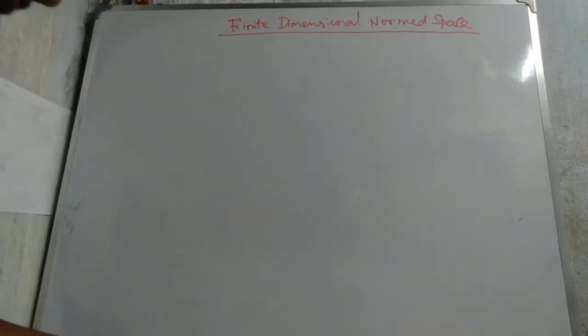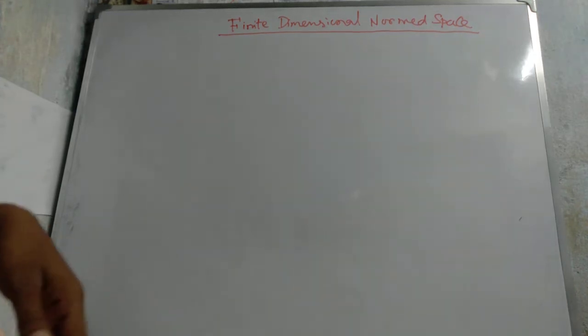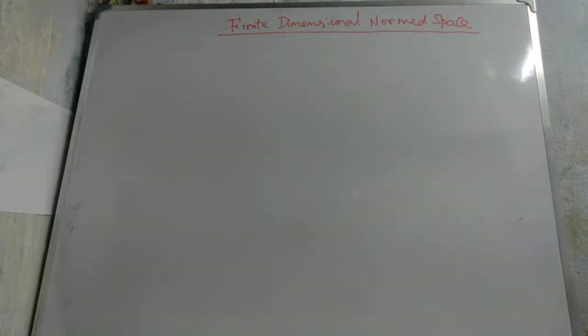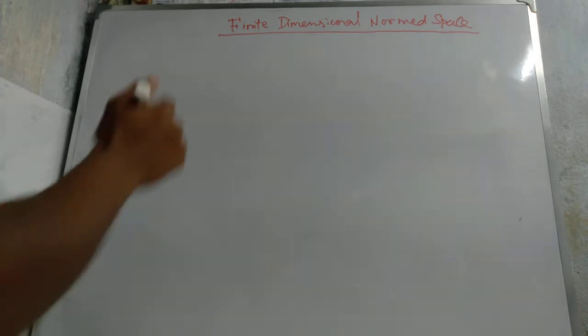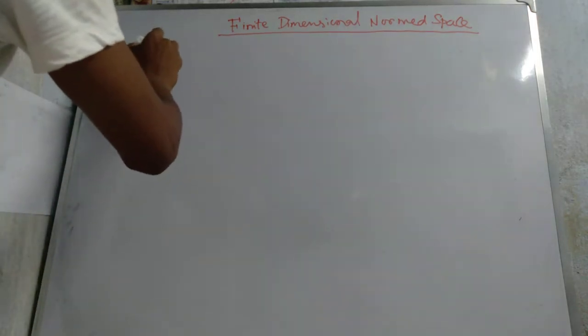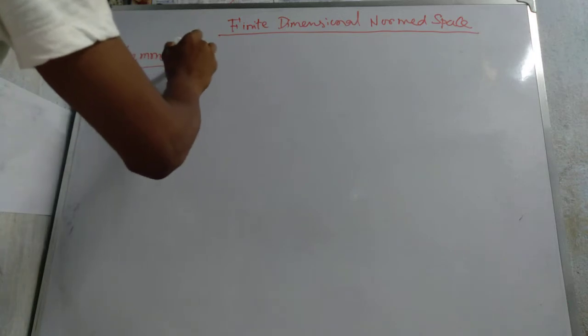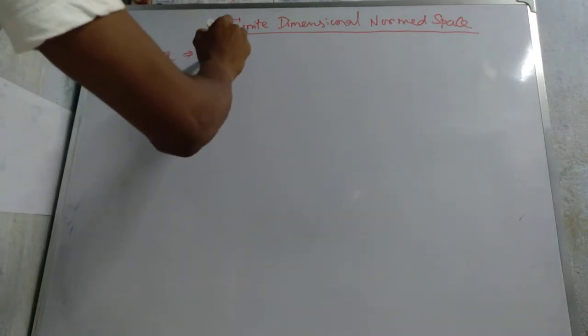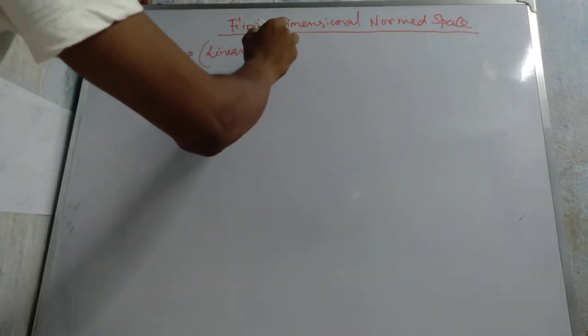Today we're going to discuss finite dimensional normed spaces. We also discuss one lemma about linear combinations.